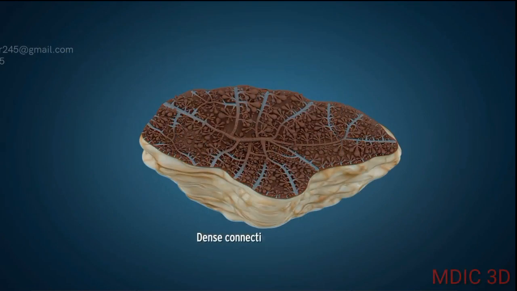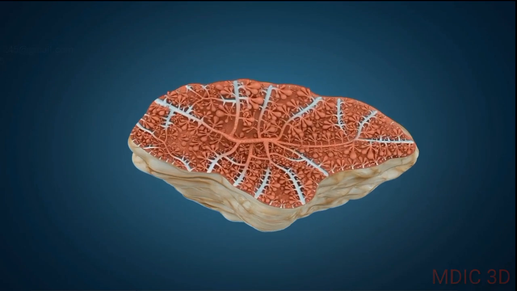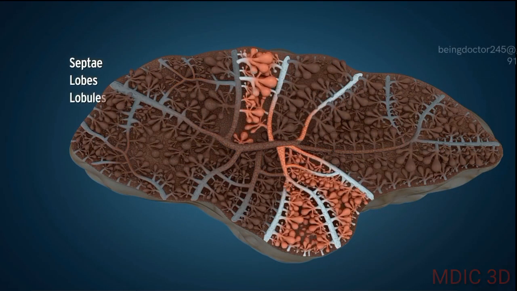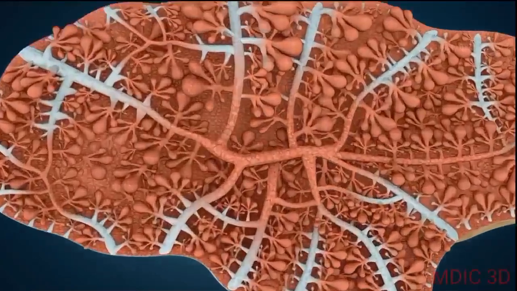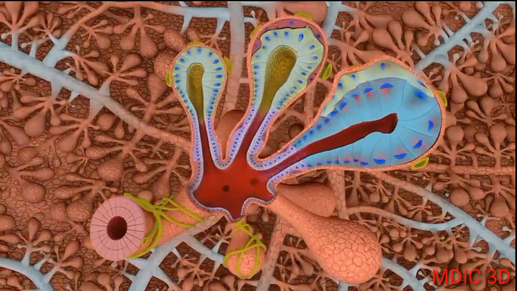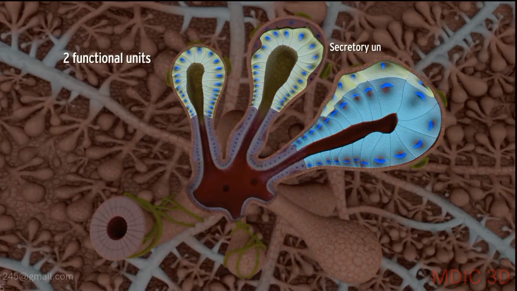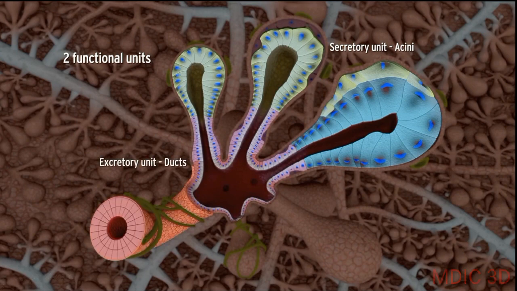A dense connective tissue capsule surrounds the salivary glands. This capsule sends septae into the glands, dividing them into numerous lobes and lobules. The salivary glands have two functional units: the secretory unit, called the acini, and the conducting or excretory unit, called the ducts.